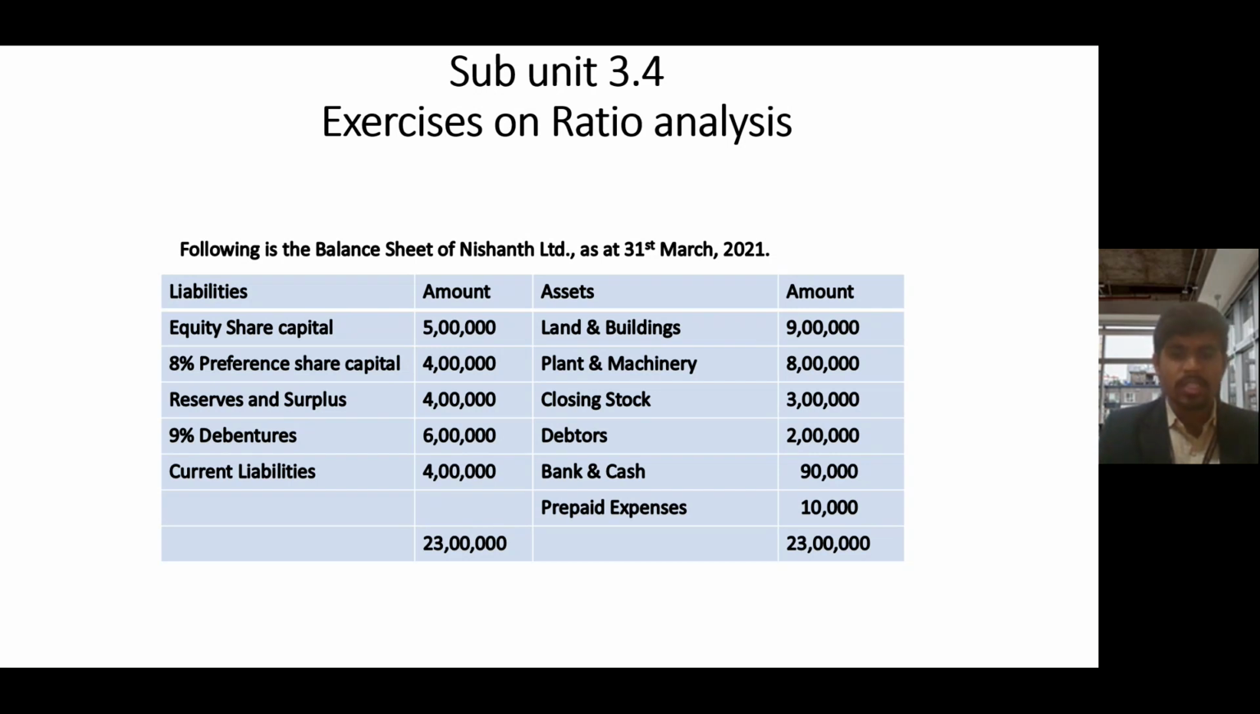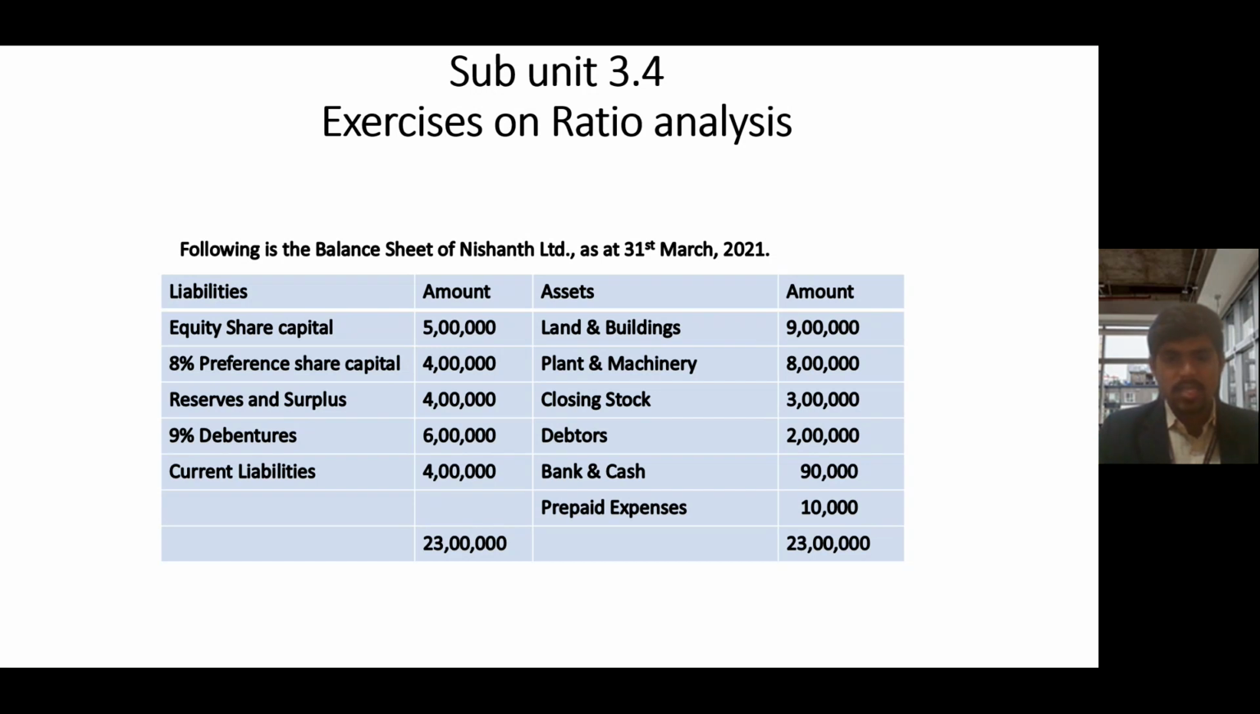This is how a realistic balance sheet appears in a company. On the left-hand side there are liabilities and on the right-hand side assets. Under liabilities: equity share capital is 5 lakh rupees, 8% preference share capital 4 lakh rupees, reserves and surplus 4 lakhs, 9% debentures 6 lakhs, and current liabilities 4 lakhs.